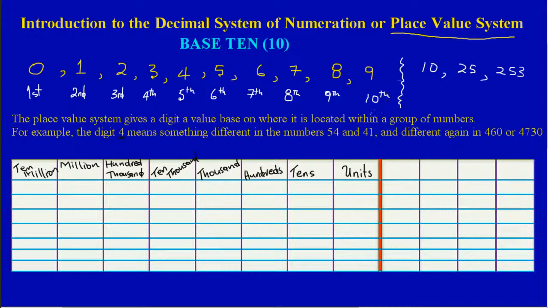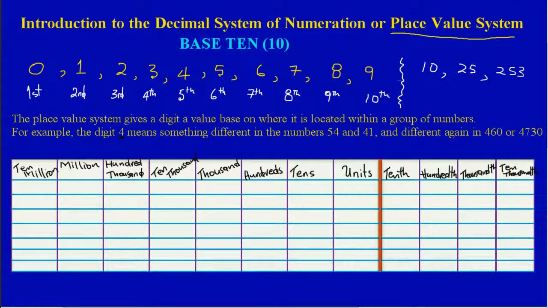Now to the right of my decimal point, and remember this vertical orange line represents my decimal point, I will have my tenths column. It is spelled tenths, with a th. Now this would be my hundredths column. Now this is my thousandths column, and it ends with a th, and this would be my ten-thousandths column.